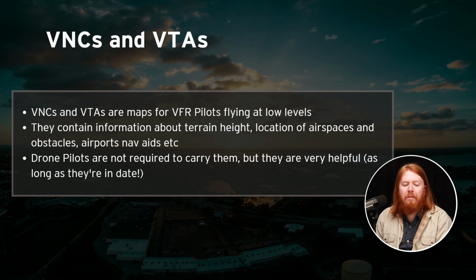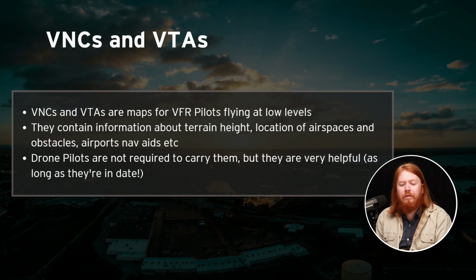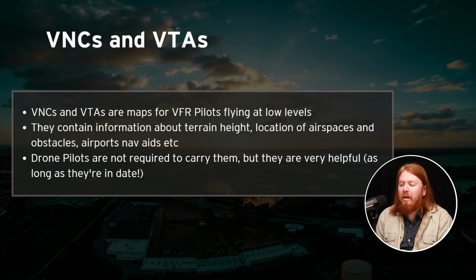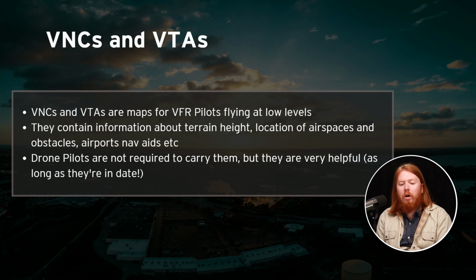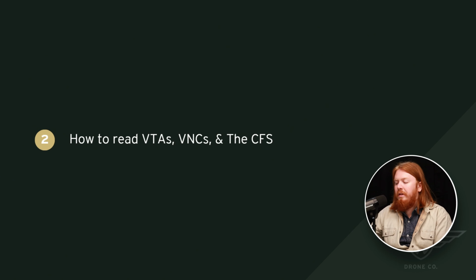Some of the other official maps, and the ones I've got in front of us today, are the VNCs and VTAs. VNC stands for VFR Navigation Chart, and VTA is VFR Terminal Area Chart. These are maps for VFR pilots flying at low levels. They contain information about terrain height, obstacle height, airspaces, nav aids, airports, and things like that. You're not required to carry them, but they are helpful as long as you have an up-to-date map. How do we read VTAs, VNCs, and the CFS?